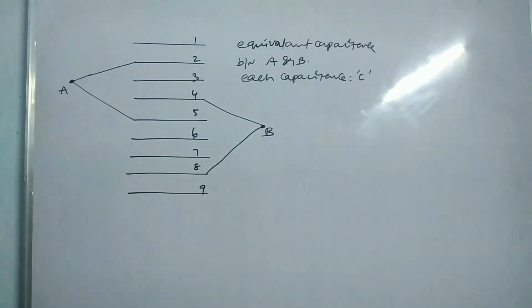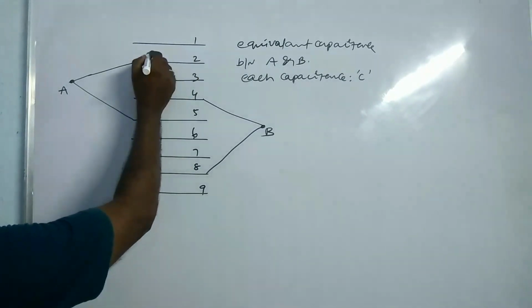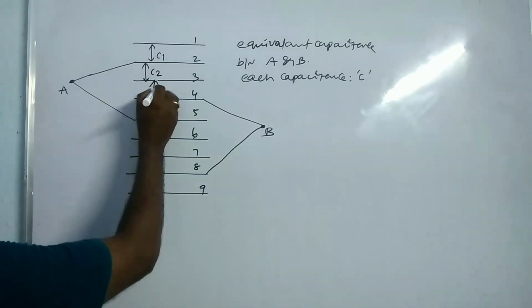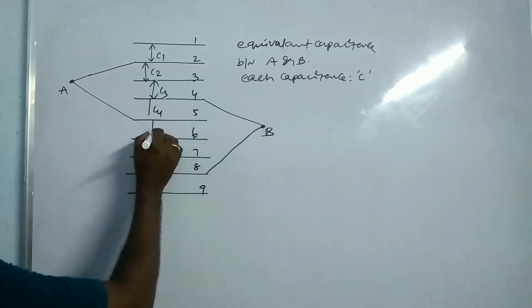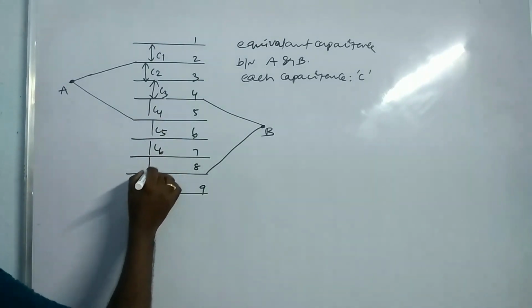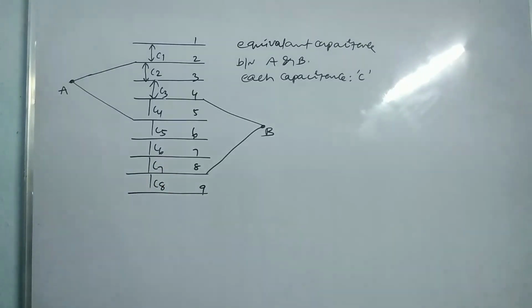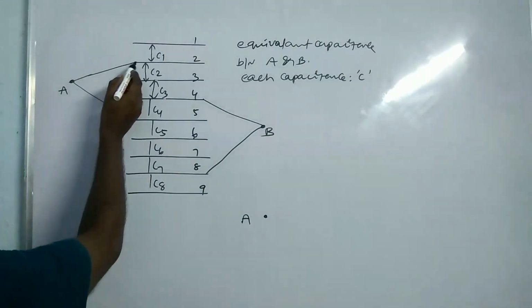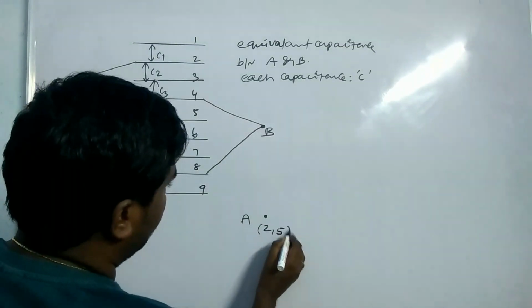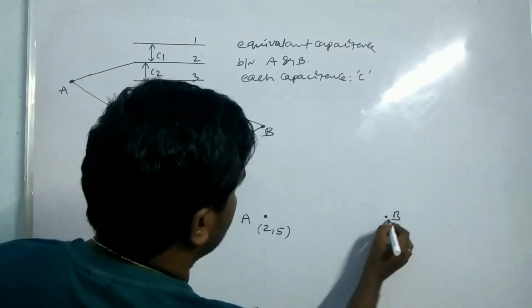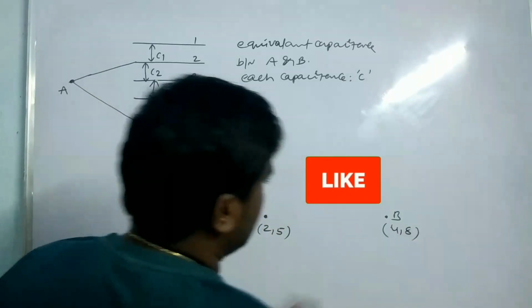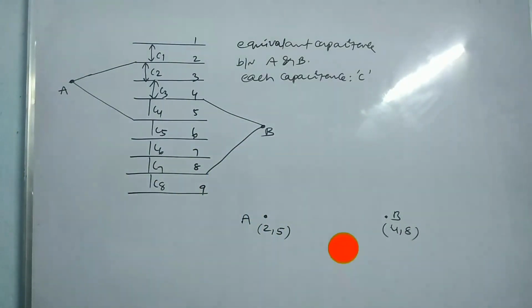Okay, let us see. Here there is a capacitor C1, there is capacitor C2, C3, C4, C5, C6, C7, C8. 8 capacitors are there, 9 plates with 8 gaps. So let us draw point A, which is connected to plates 2 and 5. And there is a point B. Point B is connected between 4 and 8. Right? So now let us redraw the circuit here.